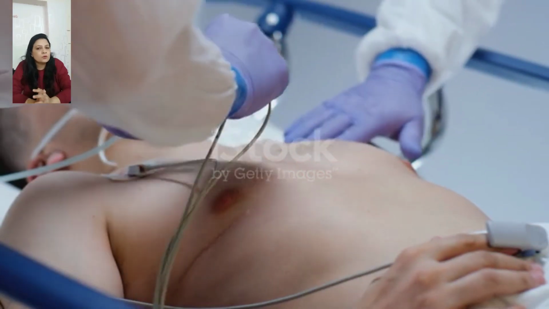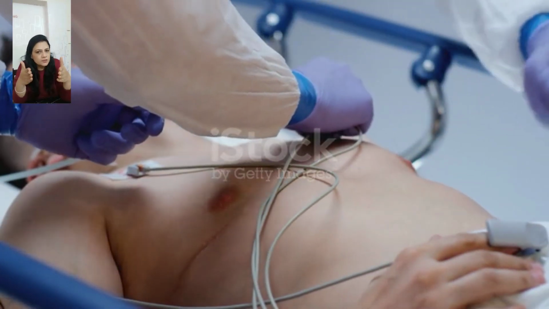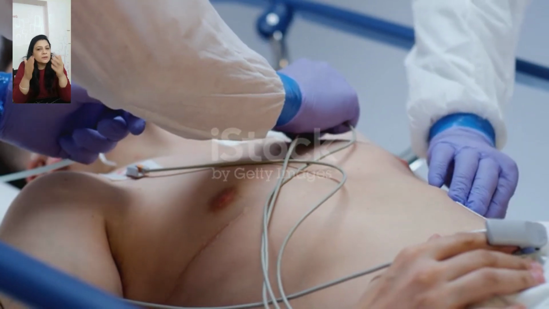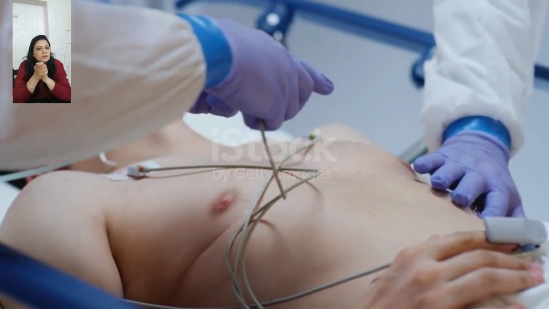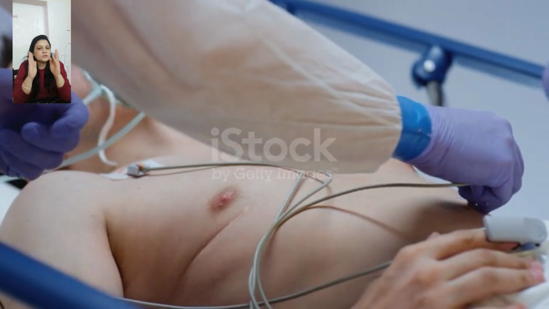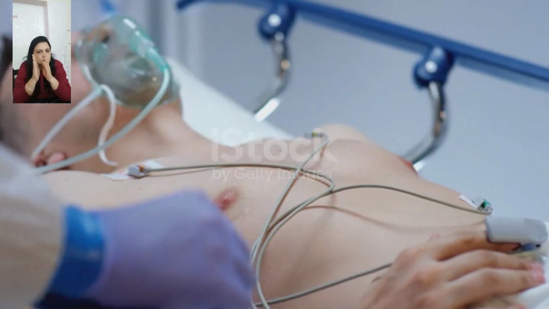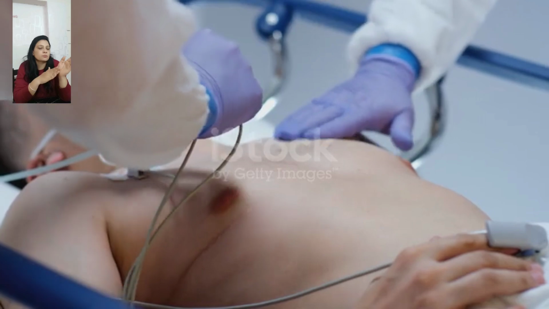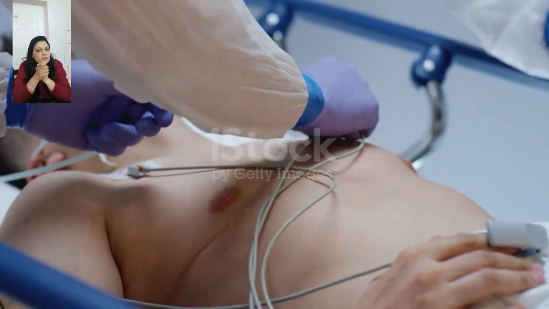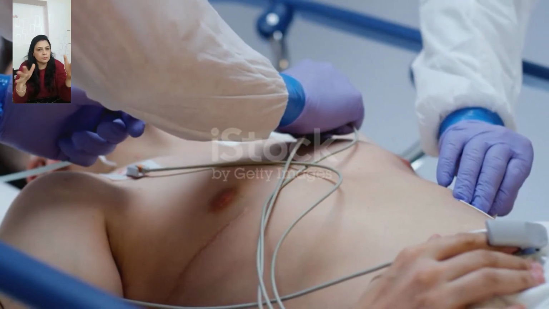Okay, now there are two terms: pulse deficit and pulse pressure. The pulse pressure is the difference between systolic blood pressure and diastolic blood pressure, systolic minus diastolic. Normally there is a difference of 30 to 40 mm Hg.